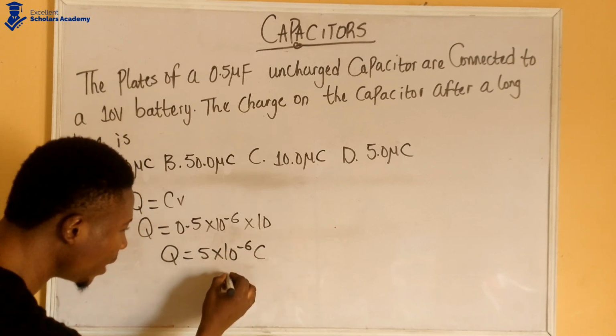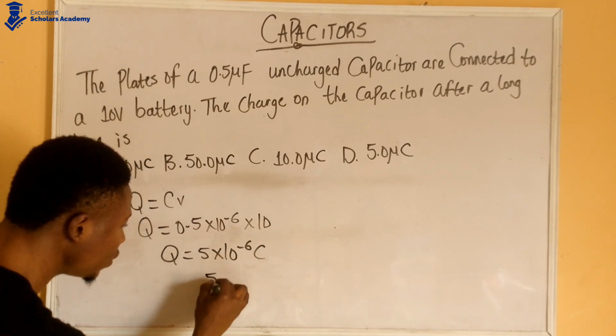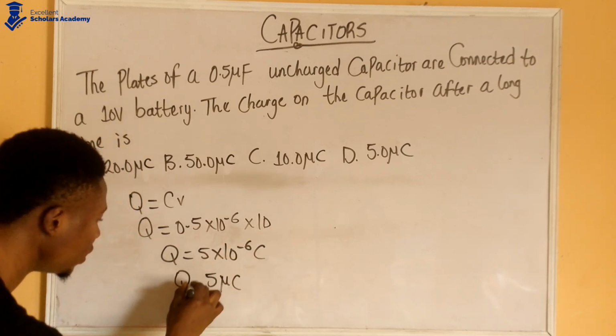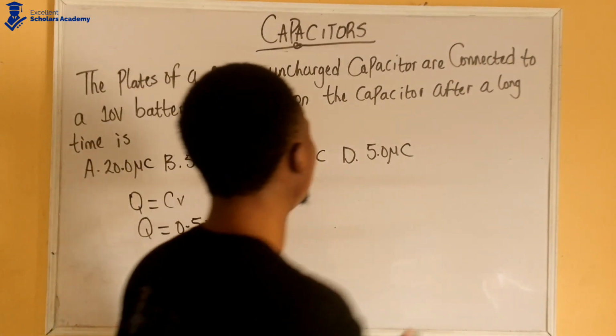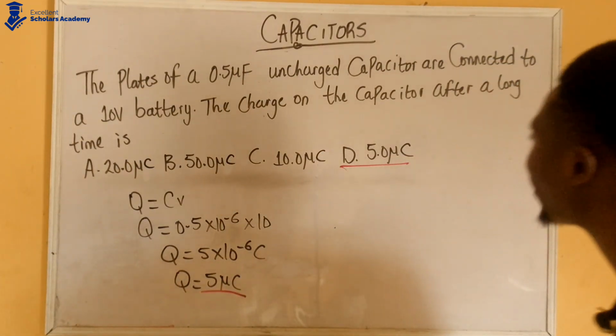and 10 to the power of minus 6 is micro. That gives you 5 microcoulombs. So this is the charge. So we have 5 microcoulombs, meaning that option D gives us our answer, 5.0 microcoulombs.